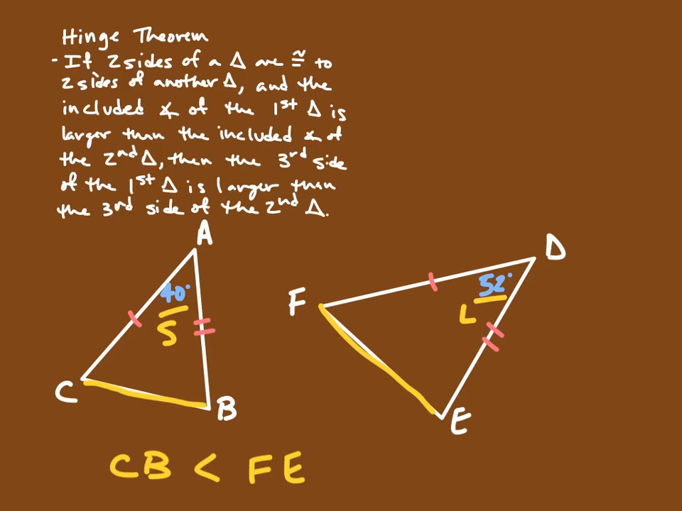Now, you can take the converse of the Hinge theorem and talk about how if these sides are congruent and you know that CB is smaller than FE, then you can conclude that angle A is smaller than angle D. So basically, you've got two triangles that look like they're going to have the same side lengths and angle measures, but in actuality, they don't. We can analyze the lengths and compare the lengths between the third sides, and that's what the Hinge theorem does.